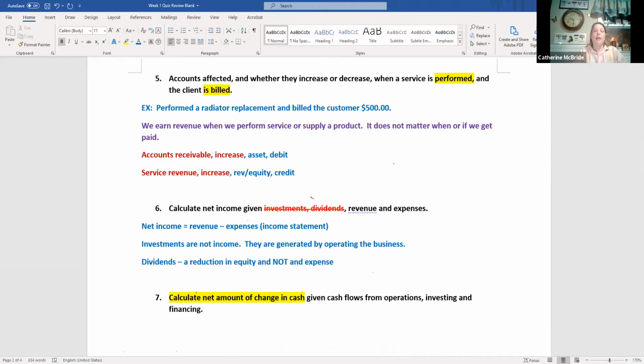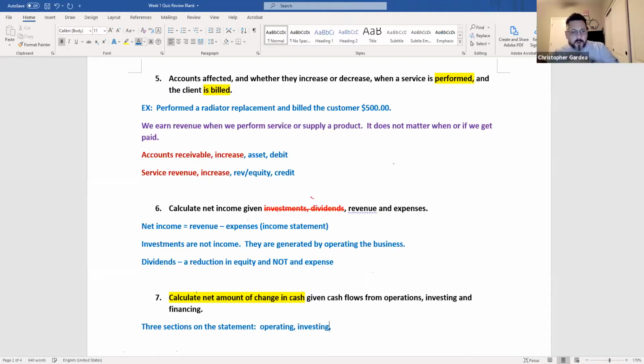Okay, now this is a cash flow statement. So there are 3 sections on the cash flow statement. There's operating.